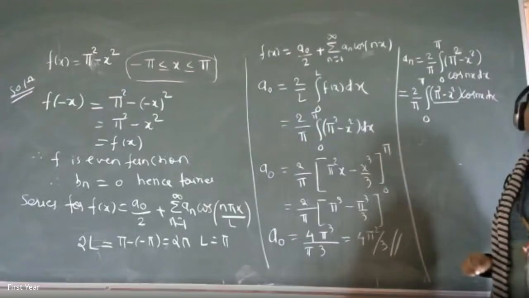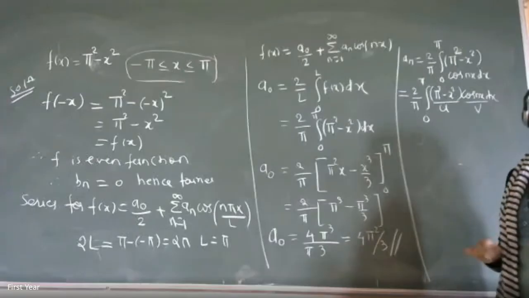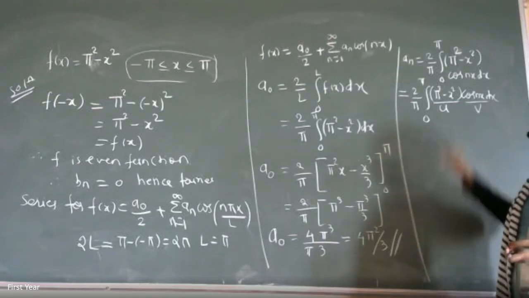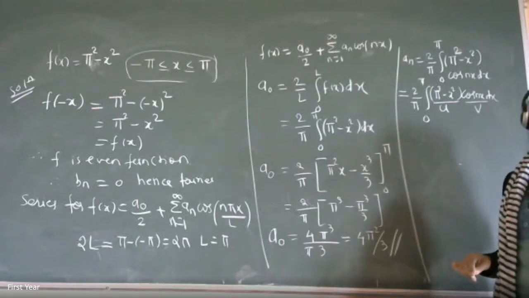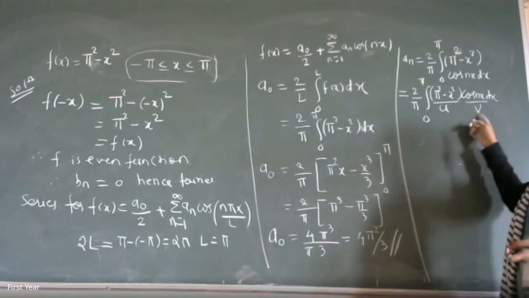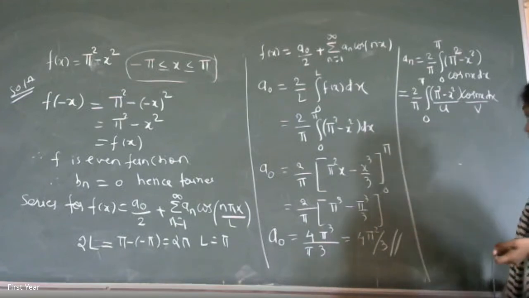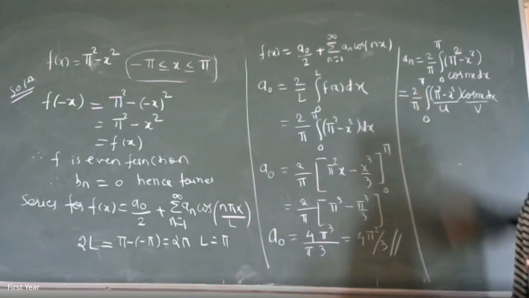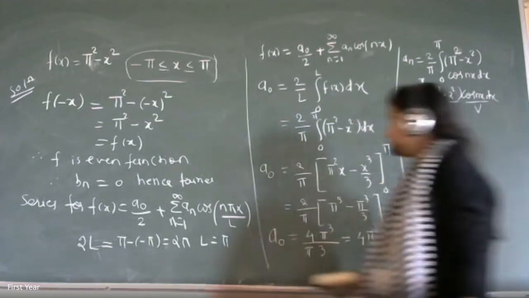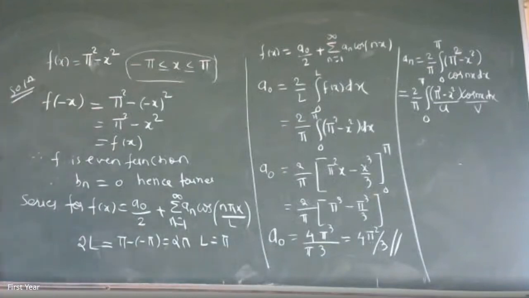Pi square minus x square is the entire one function, right? Pi square minus x square is u and cos nx is v. Very correct. Pi square minus x square will be u and cos nx will be v, because cos nx is a trigonometric function. So do this Bernoulli's formula and take the answer. I will solve it here, otherwise there will be less space.